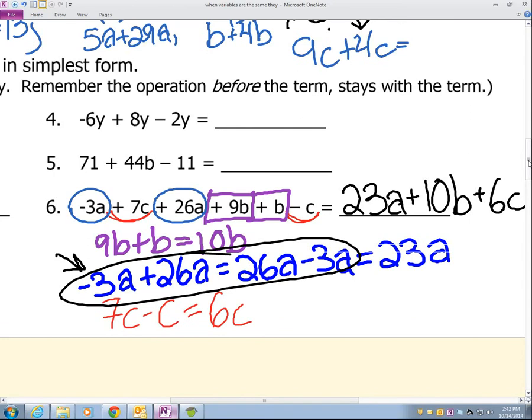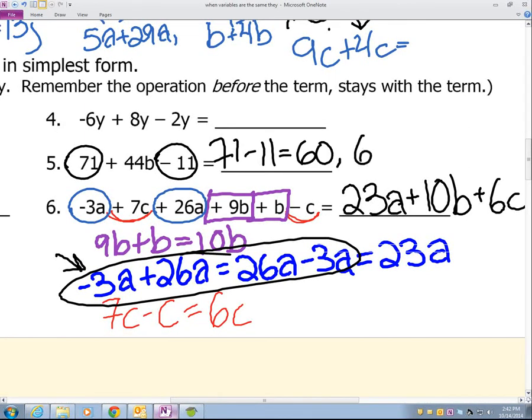on this one, we have a like term here and a like term here. What's circled? Yeah, so 71 minus 11. So 71 minus 11 equals 60. So the answer is 60 plus 44b. Okay?